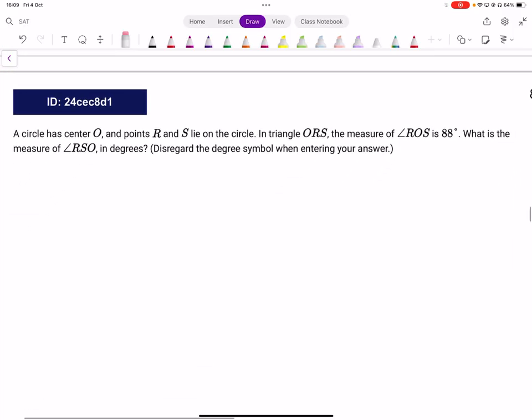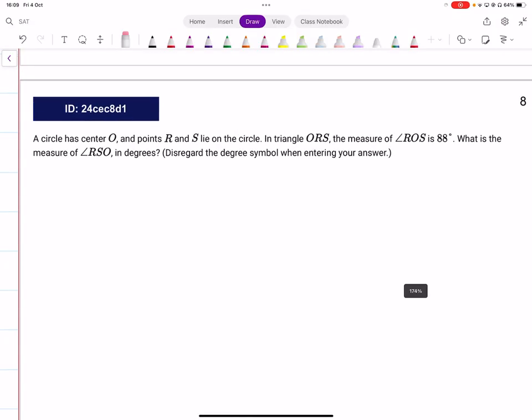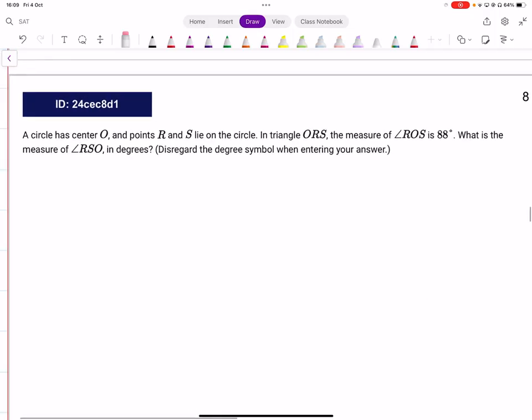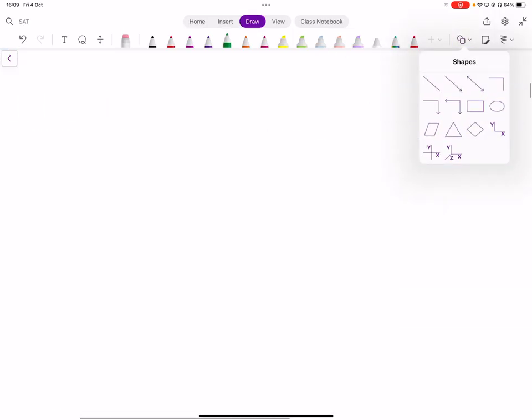Okay, so this is the next one. A circle has center O and points R and S lie on the circle. In triangle ORS, the measure of angle ROS is 88 degrees. What's the measure of angle RSO in degrees? Now, it makes things easier if you just draw a rough sketch of this situation.